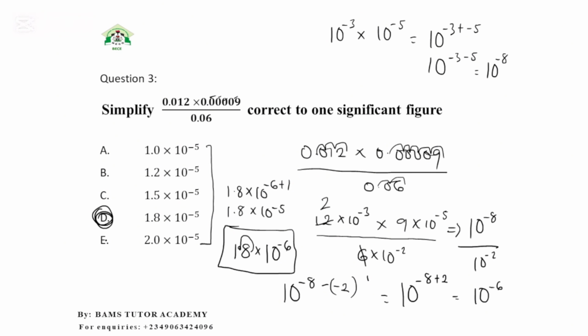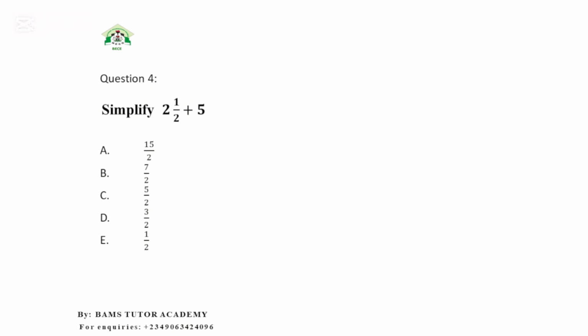Yeah. So let's see. Question 4. This is very, very easy. We have to simplify 2 and a half plus 5. That's what we want to do here. So what we do here is 2 whole number 1 over 2 plus 5. So just do 2 times 2, that's 4, plus 1, that's 5. So that's going to be 5 over 2 plus 5. Make it a fraction, that's over 1.